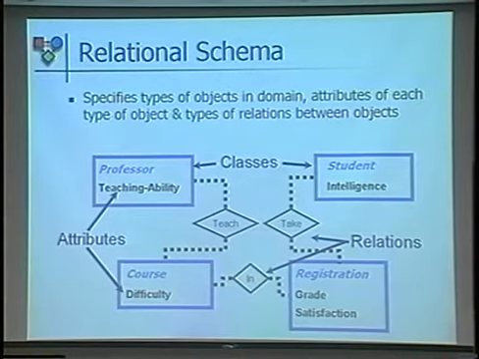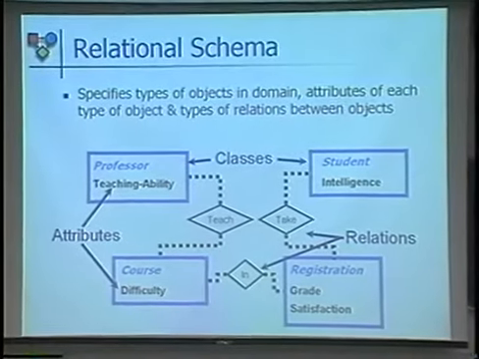What we have in a relational schema is a specification of the types of the objects in the domain. For instance, we have professors, students, courses, and so on. And we have the attributes for each of them. So students have intelligence, professors have teaching ability, and so on. Now, we also have relationships between those classes. So professors teach courses, students register in classes. Each registration record is linked to the student who registered and to the course in which they're registered. So together, this gives us a picture of the kinds of entities that happen in our universe and the kinds of relationships that hold between them.